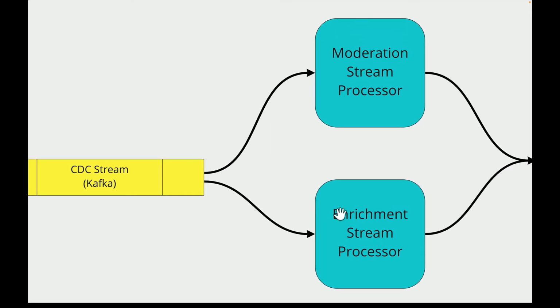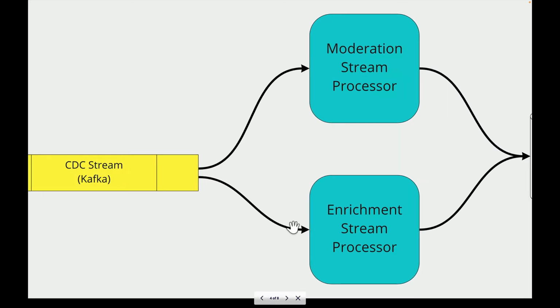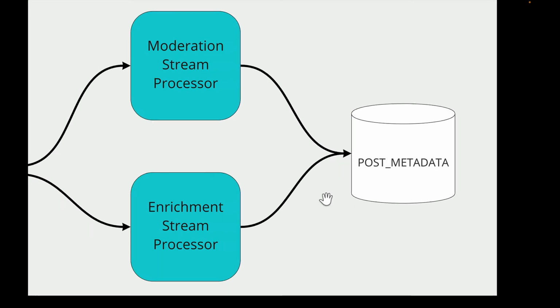Similarly and independently, you can have another stream processor, which is going to do all your enrichment. So this is going to take in the post once again from the CDC stream, and then run a bunch of algorithms to extract different features and different details about the post. And then maybe it can store it in a post metadata table or something like that.